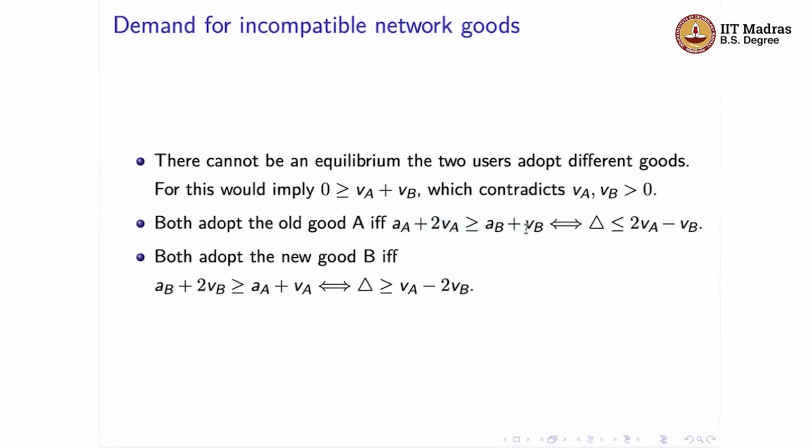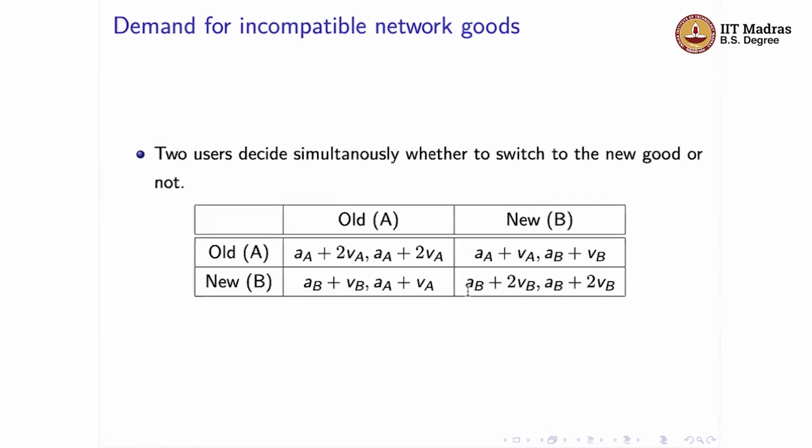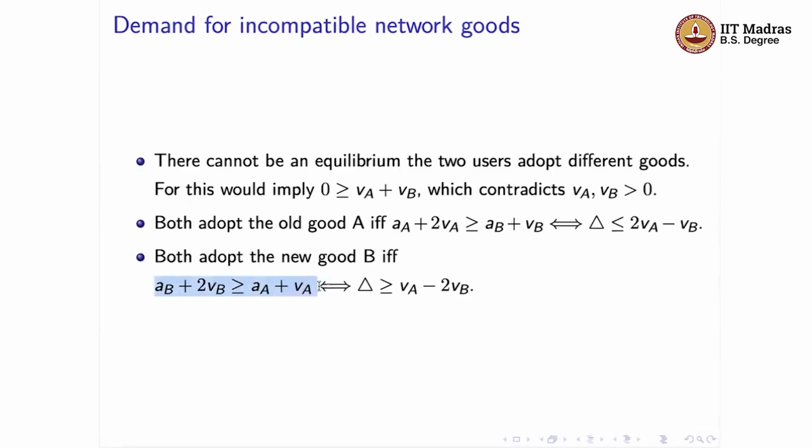Similarly, I can look at what's the condition that I require in order for both to adopt the new good B. Again, we go back to this table. For that, we require that AB plus 2VB has to be greater than or equal to AA plus VA, right? We can rewrite this in terms of delta. Move AA to this side, and this would imply that delta is greater than or equal to VA minus 2VB.